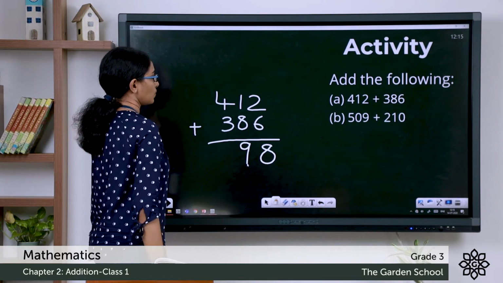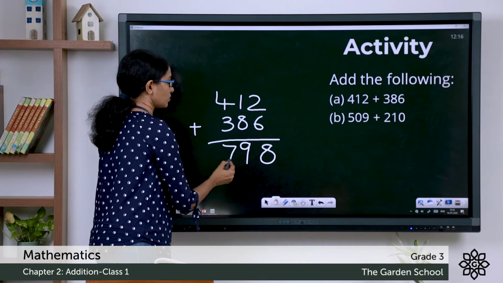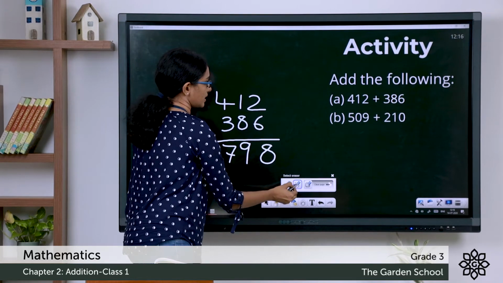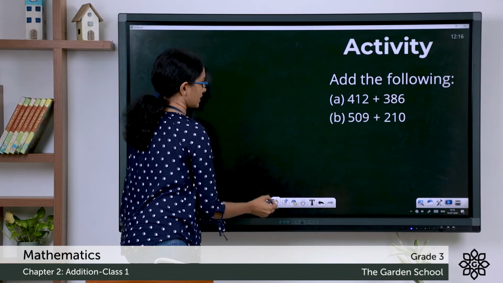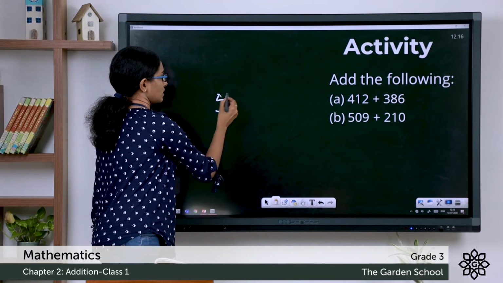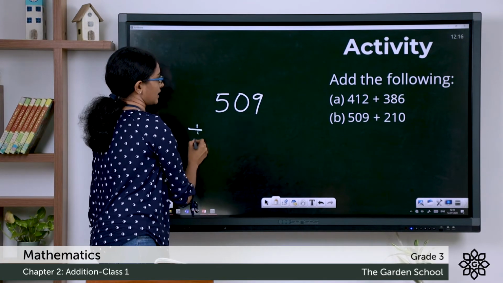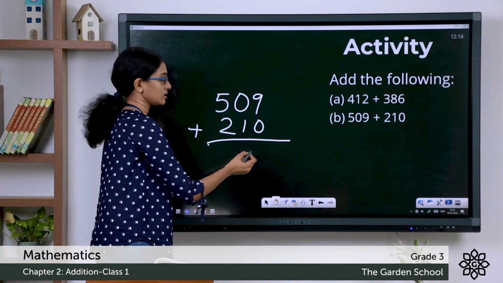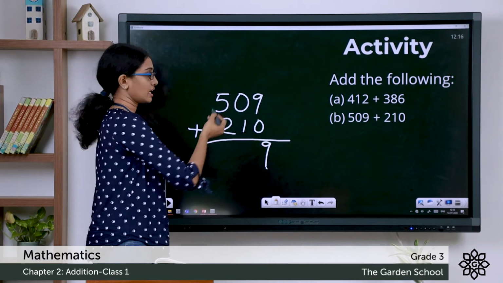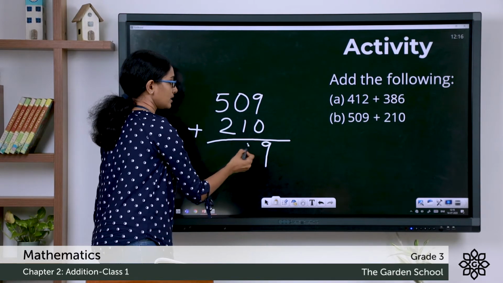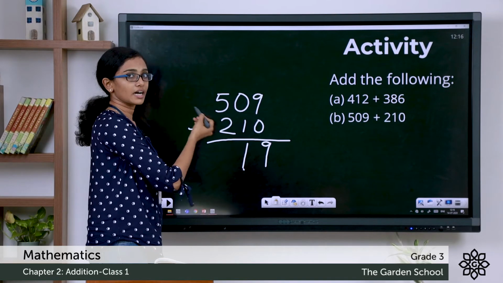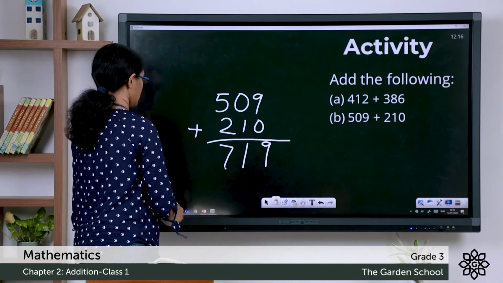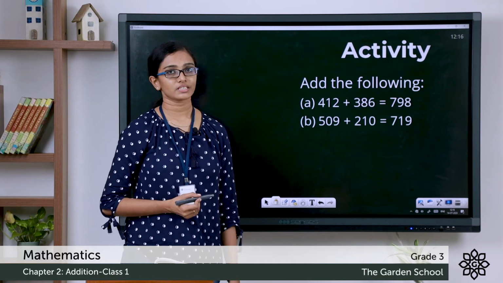Then 400 plus 300 give you 700s. Now the next question, 509 plus 210. Let's see how we can add those numbers. 509 plus 210. So 9 ones plus 0 ones is 9 ones itself. Now let's add the tens. Now 0 tens plus 1 ten is 1 ten itself. Now let's add the hundreds. So 500s plus 200s give you 700s. So I hope your answers are correct.